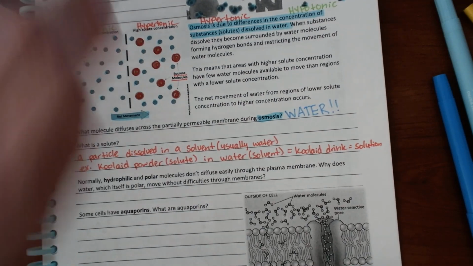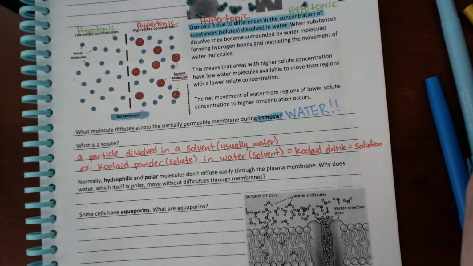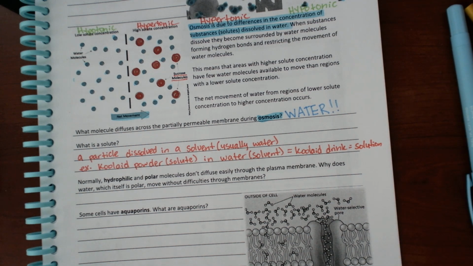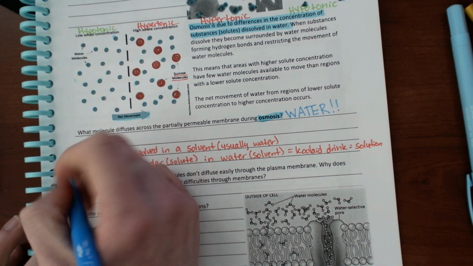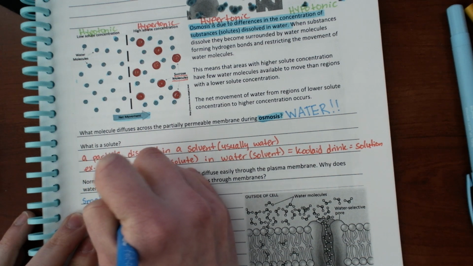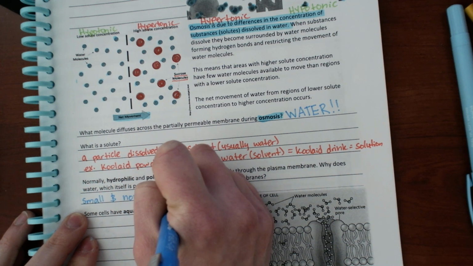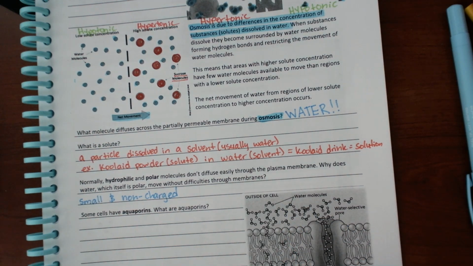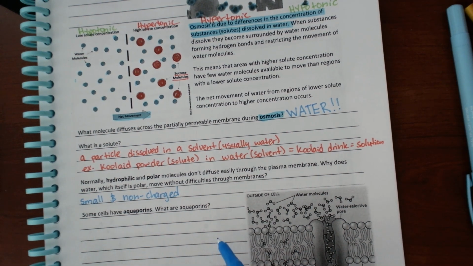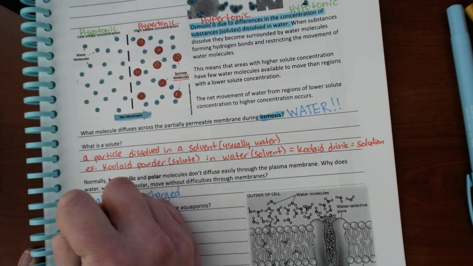And so, what is happening? Normally, hydrophilic and polar molecules don't diffuse easily through the membrane. Why does water, which itself is polar, move without difficulties through the membranes? It's small and it's not charged. It's small enough that it can sneak its way through there. Some cells have aquaporins. What are they? They're just channel proteins for water.